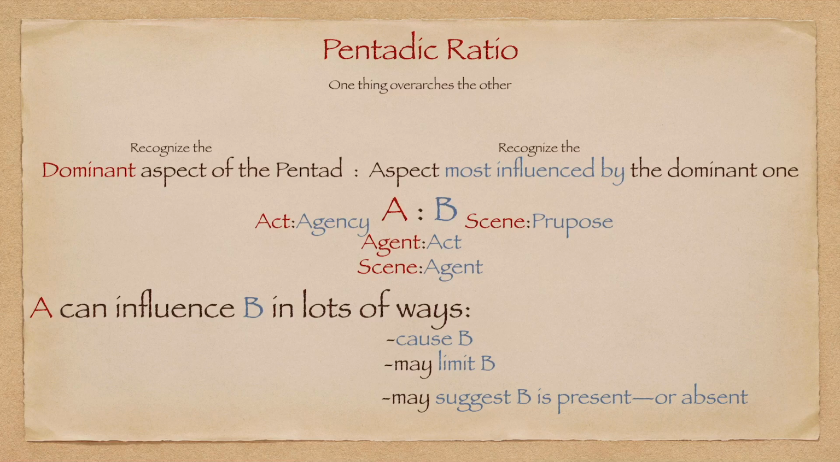So, just a quick vocabulary review. A pentadic ratio consists of a dominant element. That's the element that most controls the reading of the pentad, and a secondary element. That's the element of the pentad that is most completely, most thoroughly defined, influenced, moved by that dominant one.